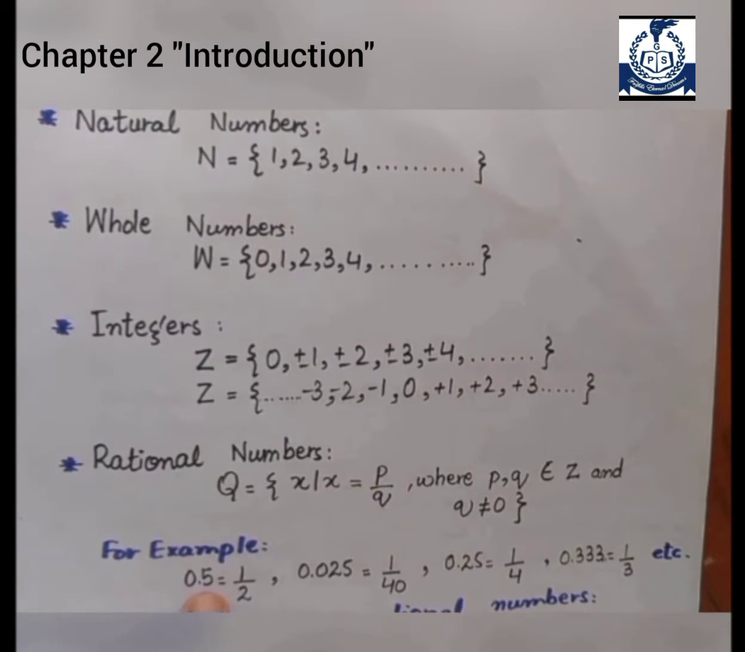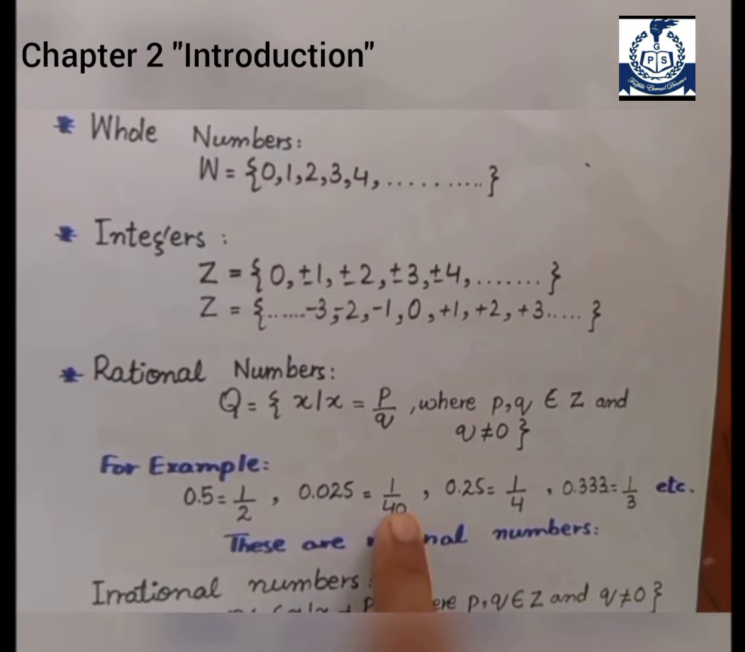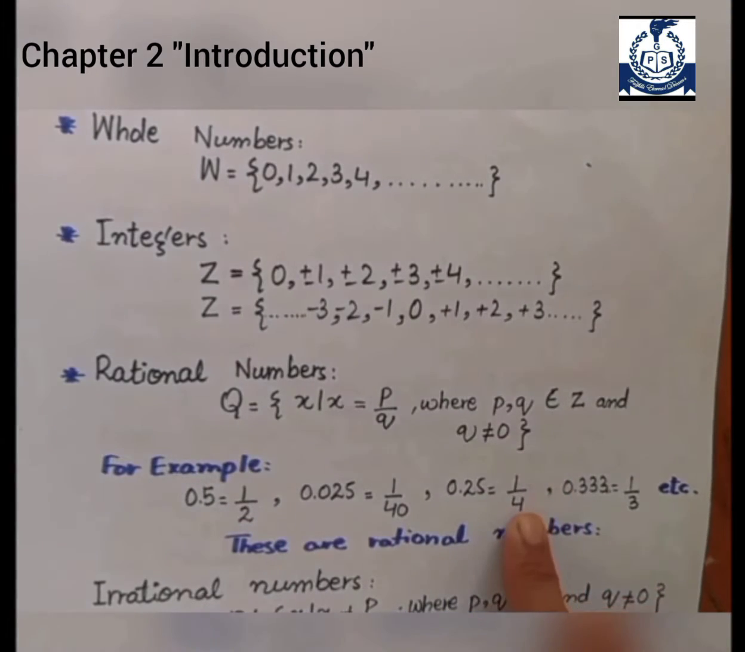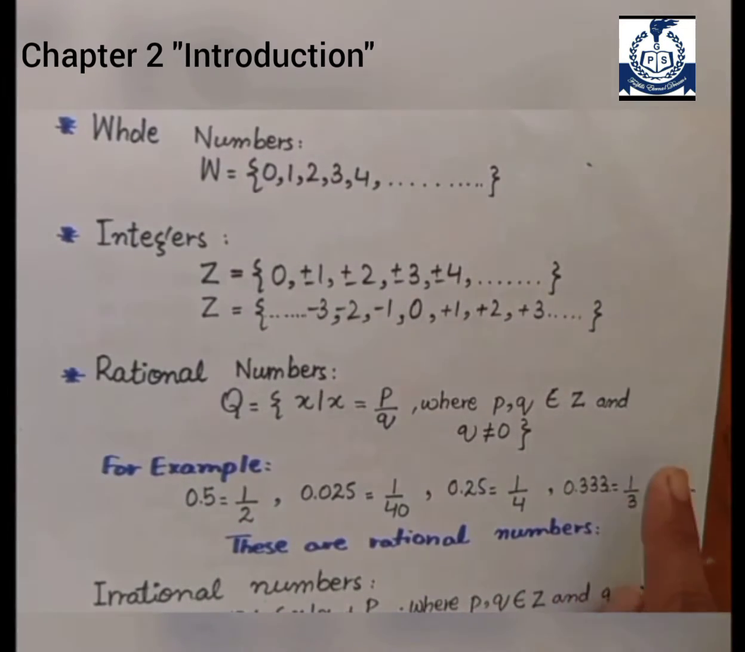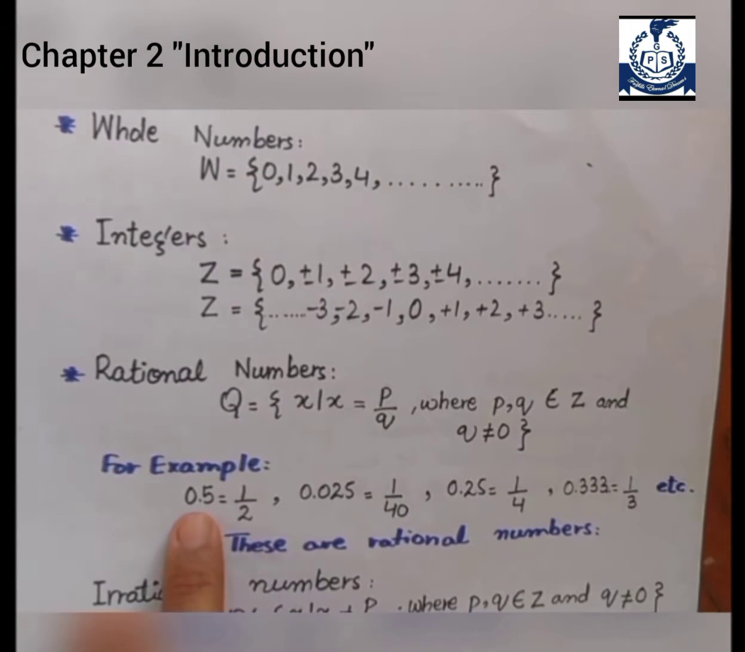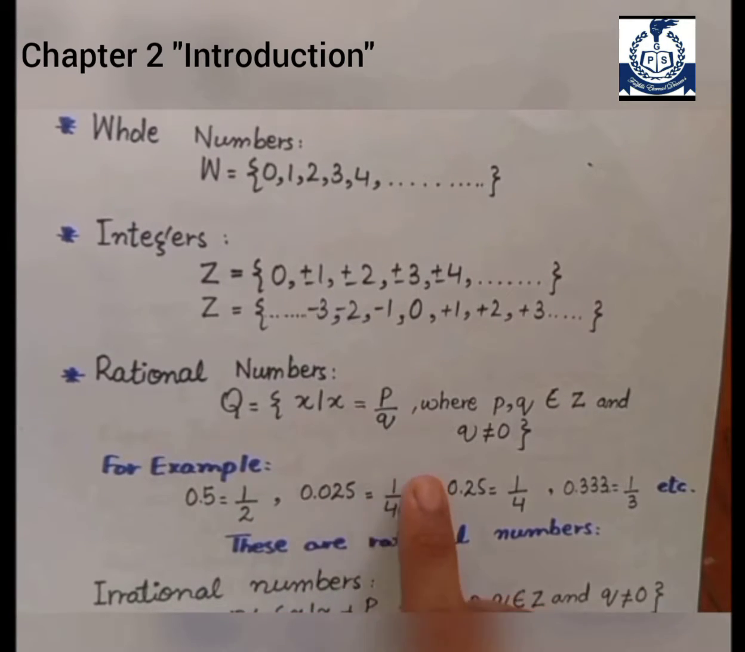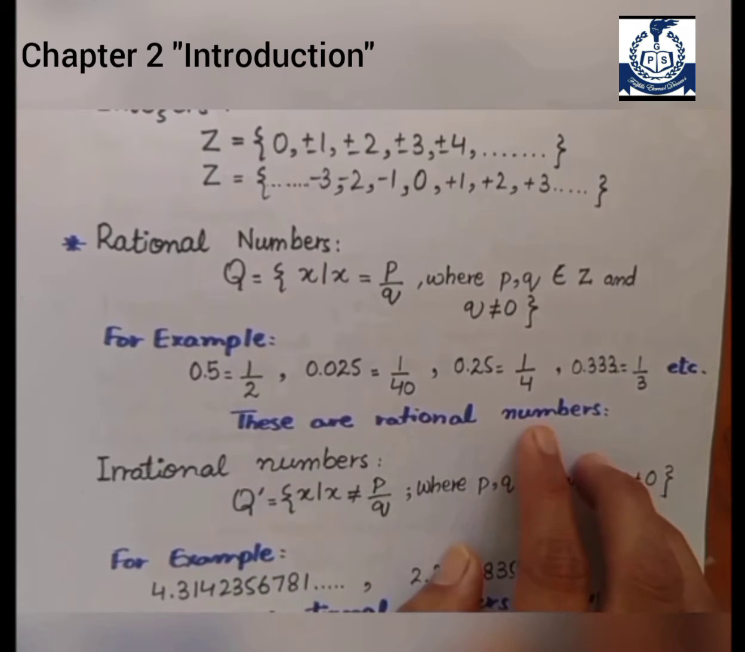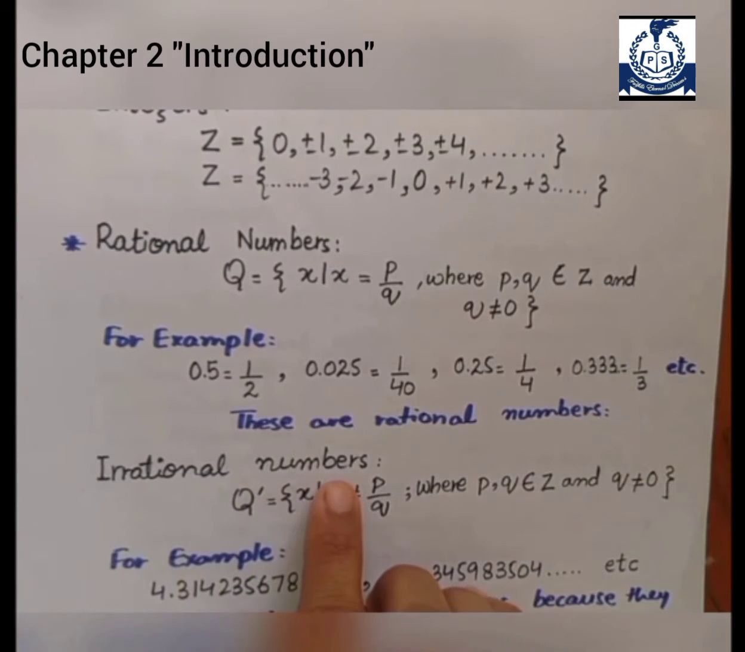So for example 0.5, we can write rational numbers in fraction form, means 0.5 equals 1 upon 2, and 0.025 is equal to 1 upon 40, 0.25 is equal to 1 upon 4, 0.333 is equal to 1 upon 3. We can write them in a fraction form, means we can write them in a upon form, divided form. These numbers are rational numbers which we can write in a fraction form.